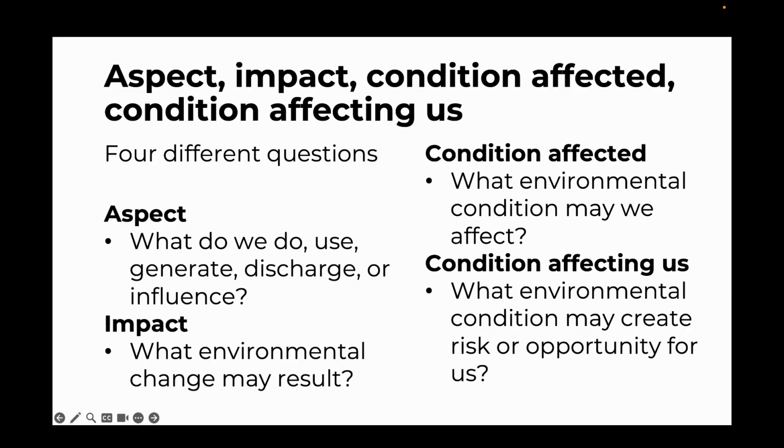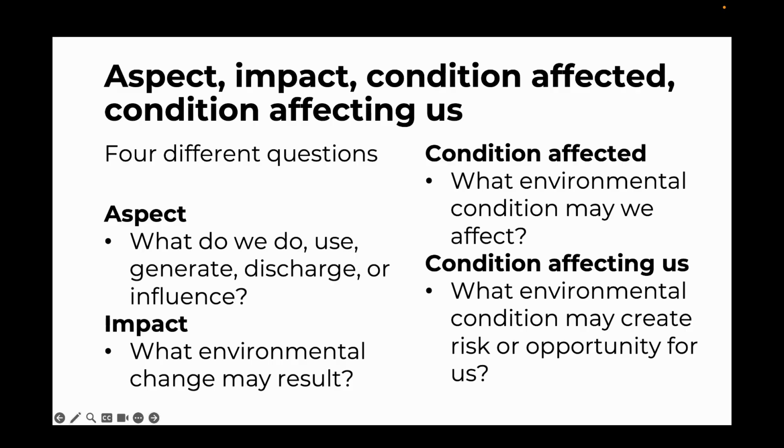But sometimes the environmental condition affects BlueRiver. For example, drought may restrict water availability. Flooding may affect storage areas or wastewater systems. Higher temperature may increase cleaning needs, cooling demand, or other risks. So, the aspects register should help us see both directions: how BlueRiver affects the environment and how environmental conditions can affect BlueRiver.